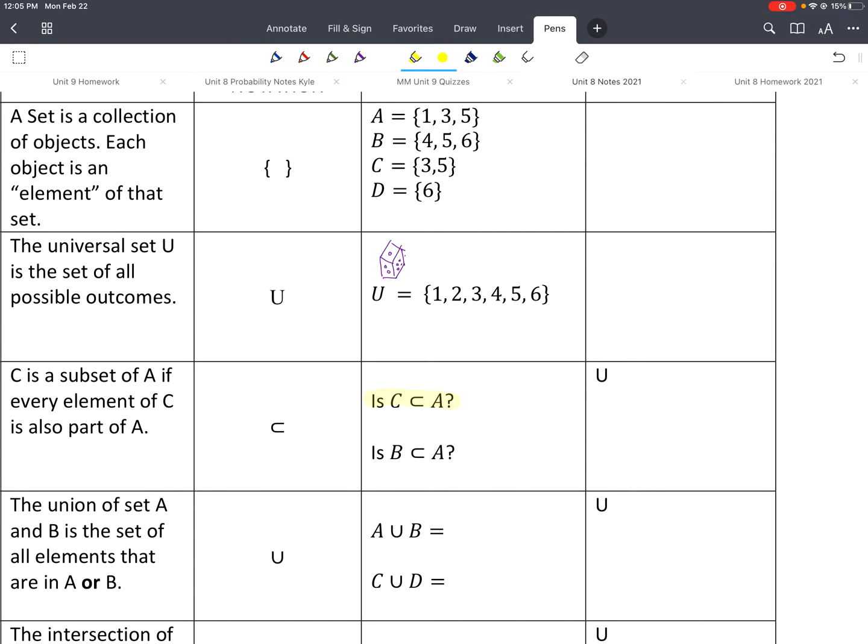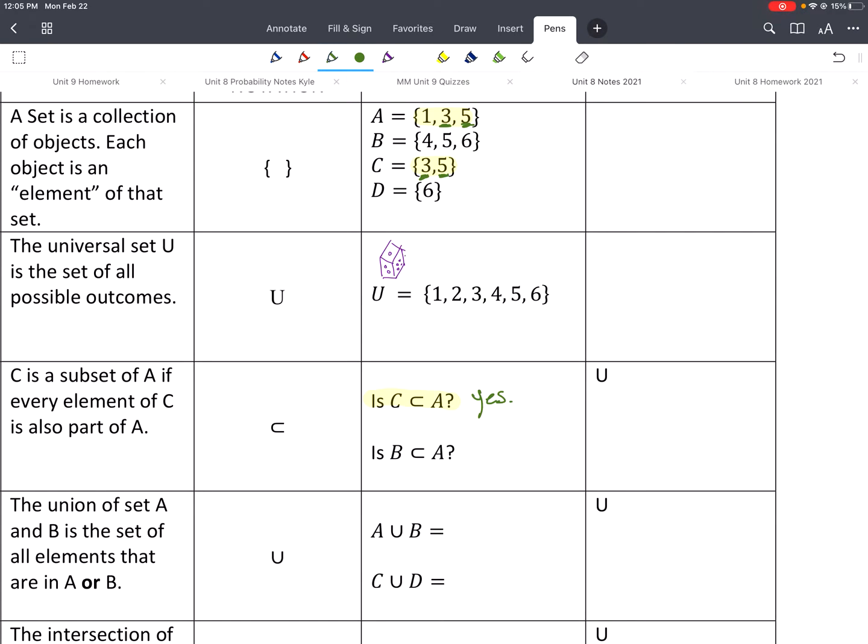All right, well, we'd have to look at what C is, and we'd have to look and see what A is, okay? Is C a subset of A? In other words, is all of C, 3 and 5, is 3 and 5 also in A? Which it is, okay? So here we could say yes, because 3 and 5 is also in A.